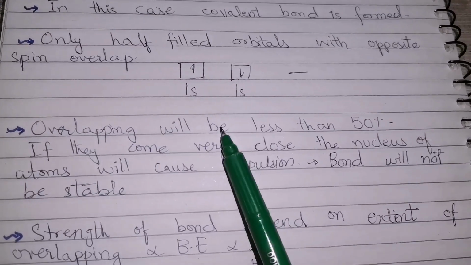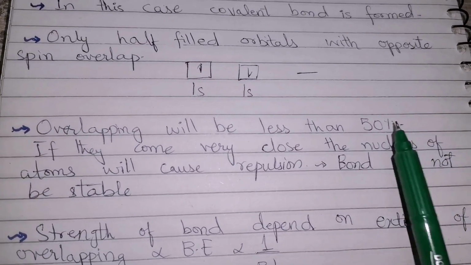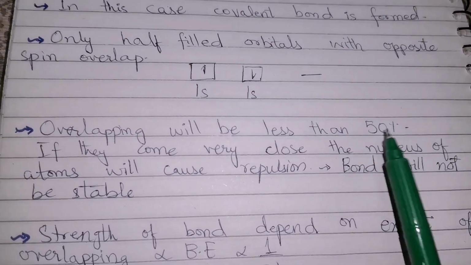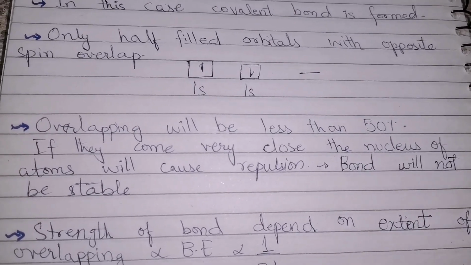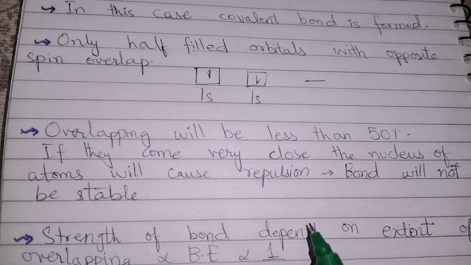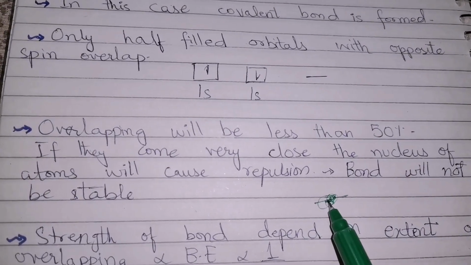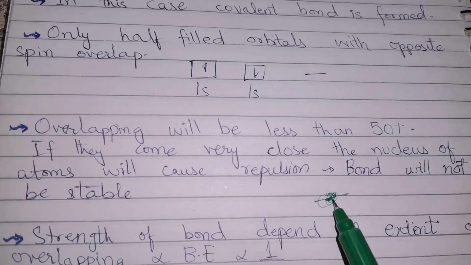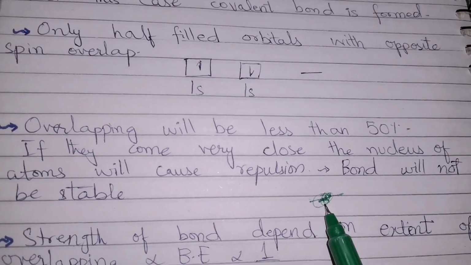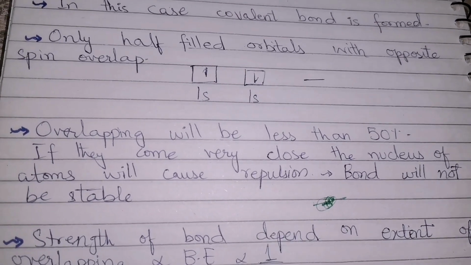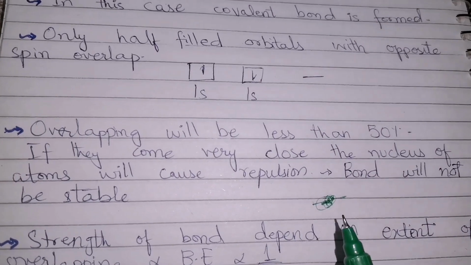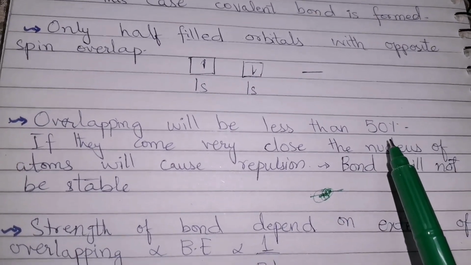Now, the overlapping will be less than 50%. Why will it be less than 50%? If the overlapping is more than 50%, the atoms will come very close to each other. Due to this much closeness, their nuclei will start repelling each other. As a result, the bond will not be stable. So the overlapping should be less than 50%.